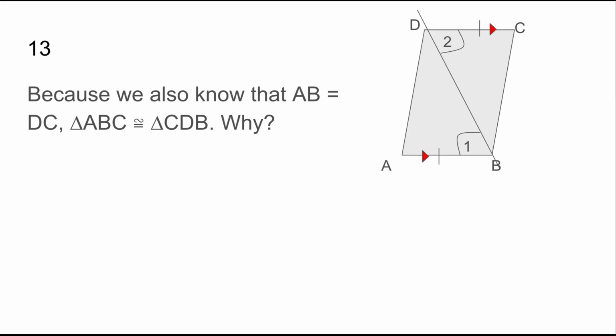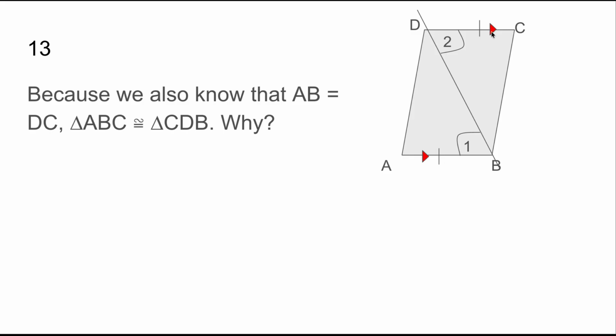Because we also know that AB equals DC, and their length, we talked about that earlier, we know that triangle ABD and CBD are congruent. And how do we know this?